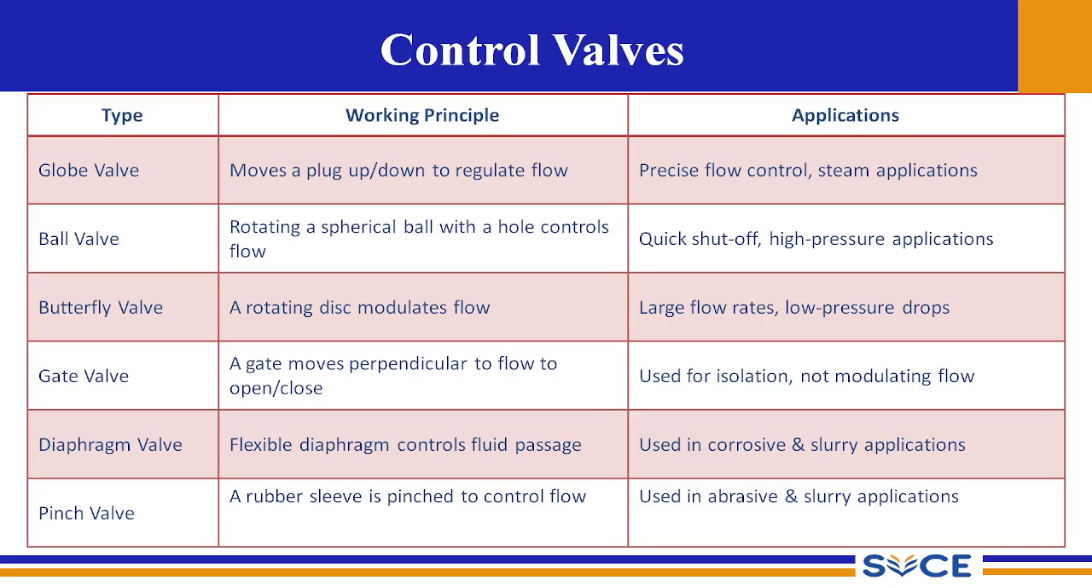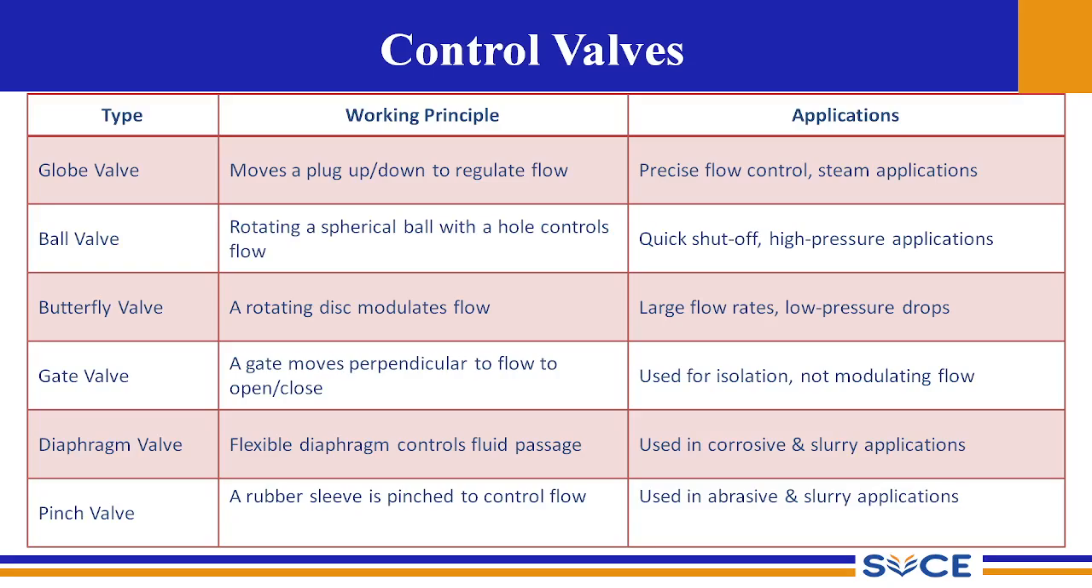This slide gives you a summary of the various types of control valves that are used in process lines. First is the globe valve. The working principle of the globe valve is to move a plug up and down to regulate the flow. The applications of the globe valve are precise flow control and steam line applications.